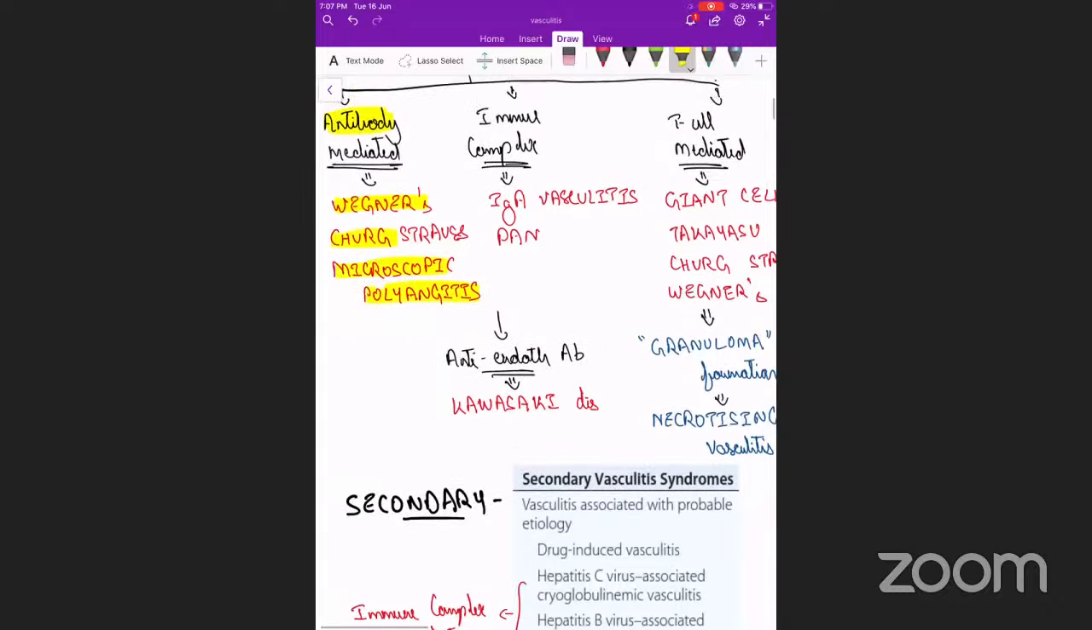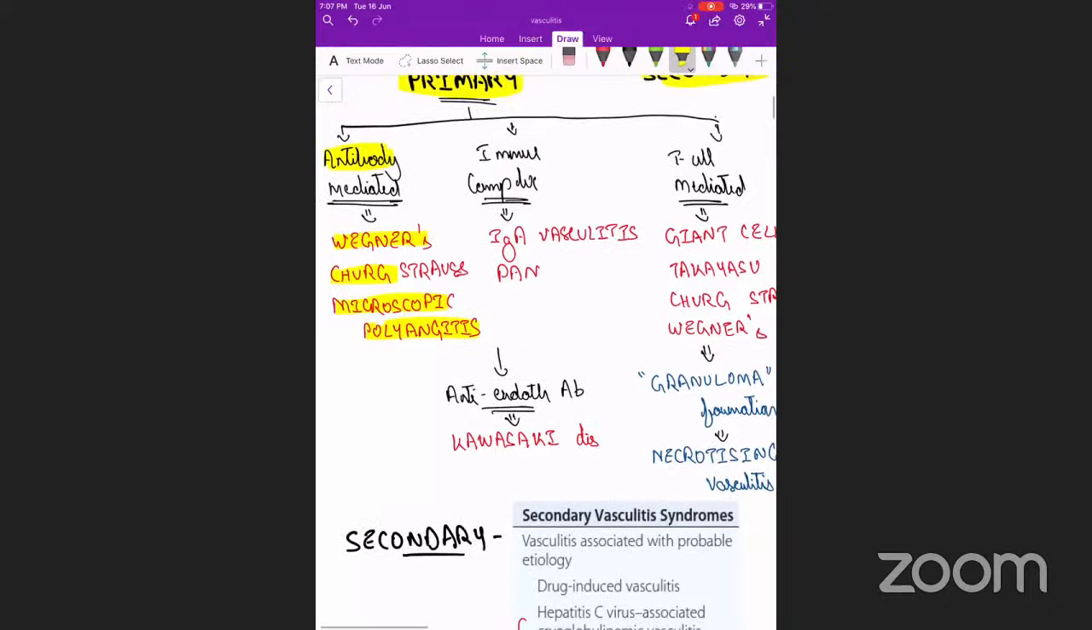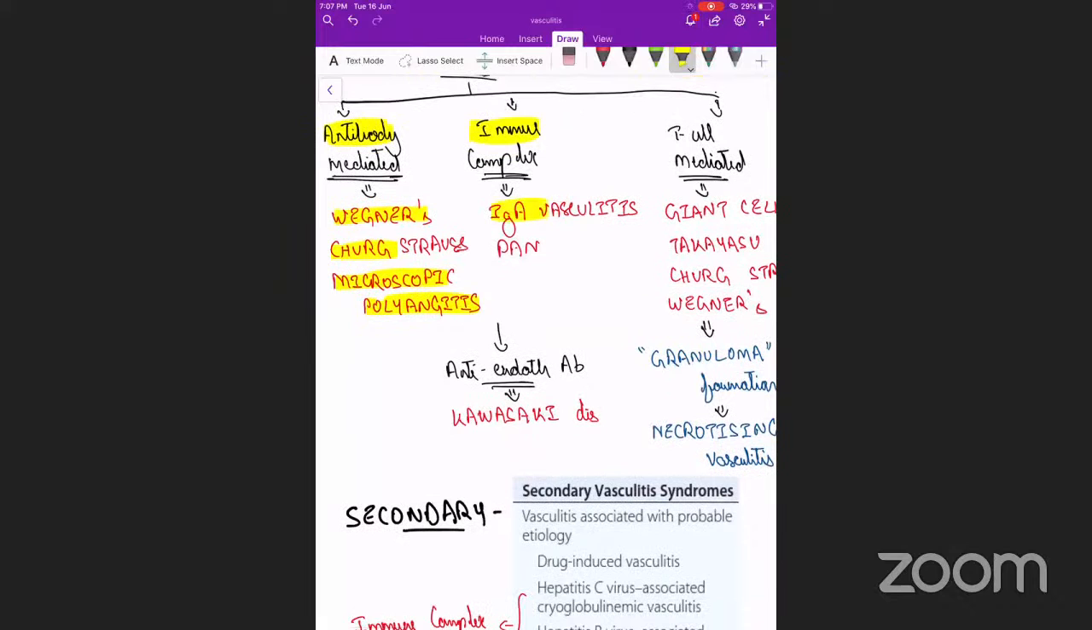Wegener's was previously called that, but now it is called granulomatosis with polyangiitis. That is the present term that is being used. Next, the damage caused to the blood vessel can be immune complex mediated. What happens over here is that antigen-antibody complexes are already formed. This antigen-antibody complex comes, attacks the blood vessel, and triggers the inflammatory cycle. So immune complex mediated can be IgA vasculitis and polyarteritis nodosa.